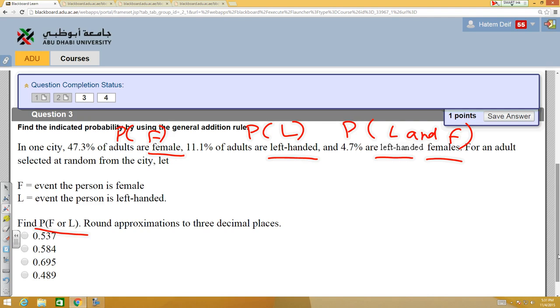Wait, what was the rule? It was for the or. I think that was A plus B minus A and B. Yes, the probability of A plus the probability of B minus the probability of A and B. That was the rule. So accordingly, this will be the probability of F.